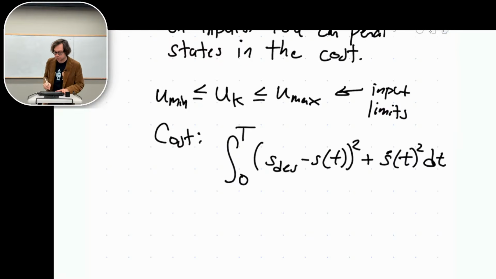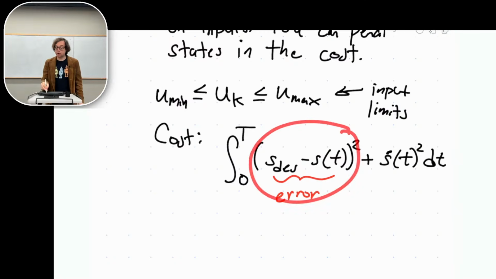What did I just do? I just threw math at you, okay? This right here is our error, right? This is where we want to go. This is where we are. That's our error. If we square that, the error will always be positive.